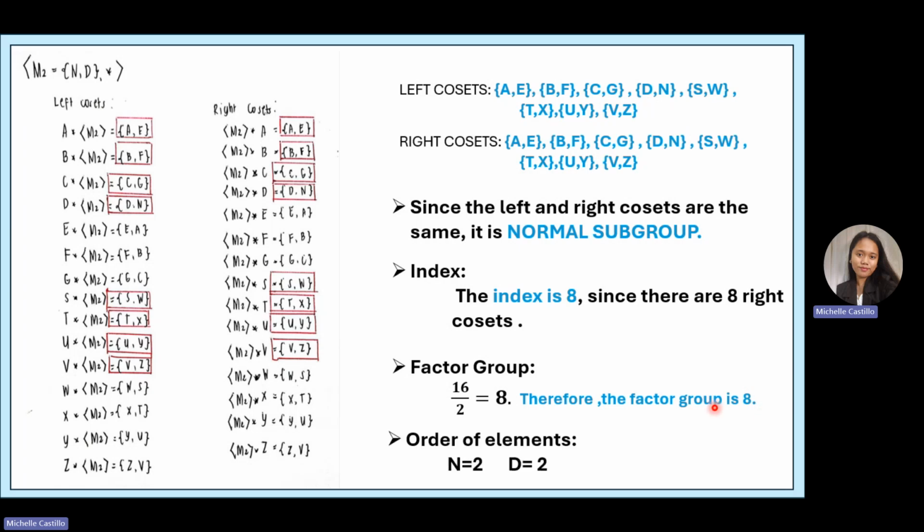Then for the order of the elements, N is equal to 2. Same with D. It is also equal to 2 since N star N is equal to the identity element, which is M. Same with D. D star D is equal to the identity element, which is M. So these two elements need to be operated with themselves twice in order to get the identity element M.